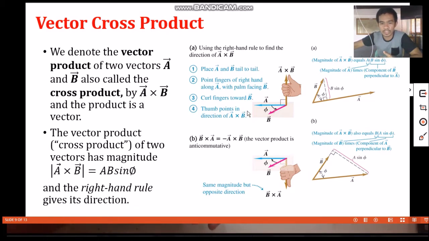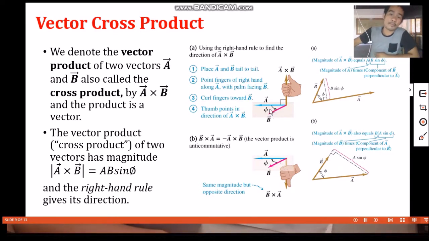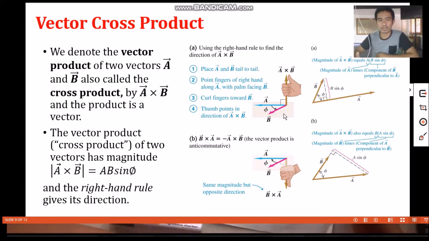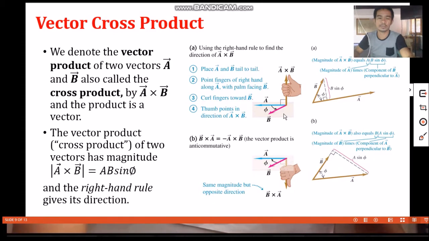Suppose we have two given vectors here, vector A and vector B. The angle between vector A and vector B is angle phi, and angle phi is measured from vector A to vector B. If we look for vector A cross vector B, then this is the product. The third vector is the product of two vectors, and it is perpendicular to both vector A and vector B. We can use the right hand rule to find its direction.